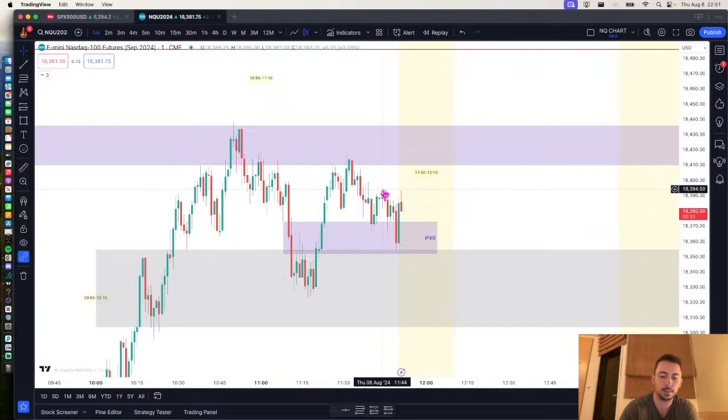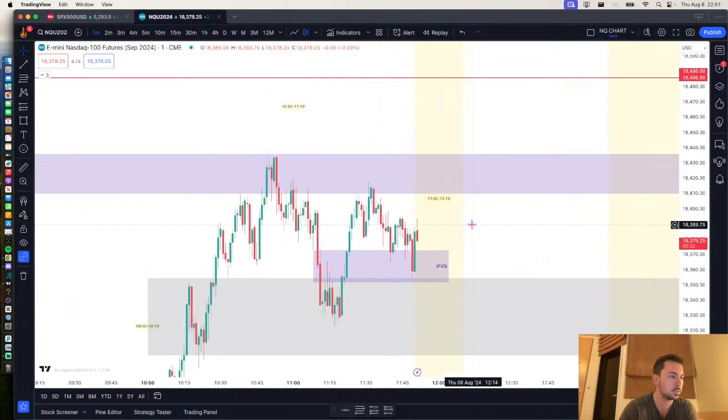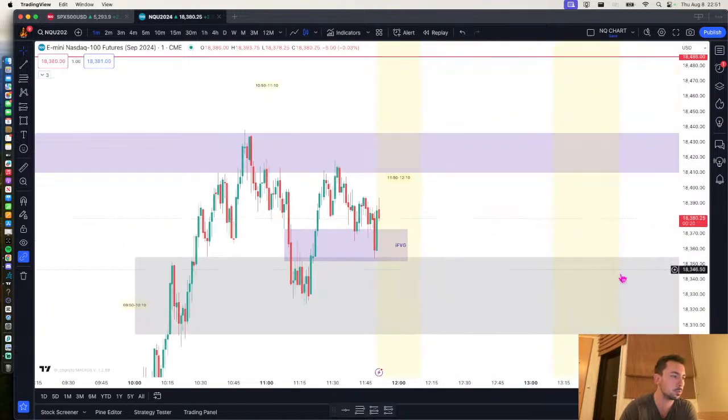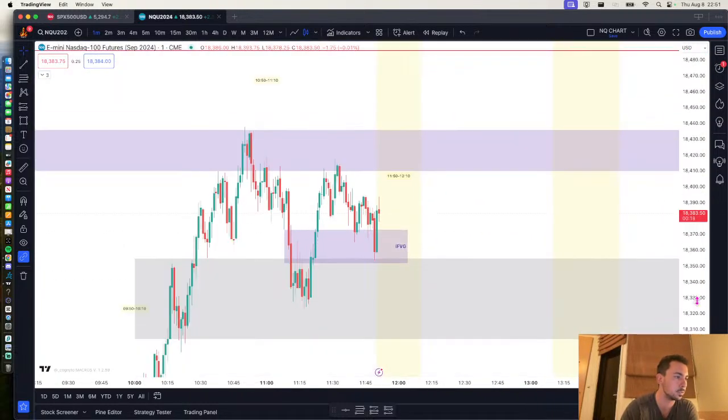But again, I've said it so many times, this is a low probability trade, so I wouldn't really take this right now. It's lunchtime. There were some great trades that happened already, so there's just no point to me.